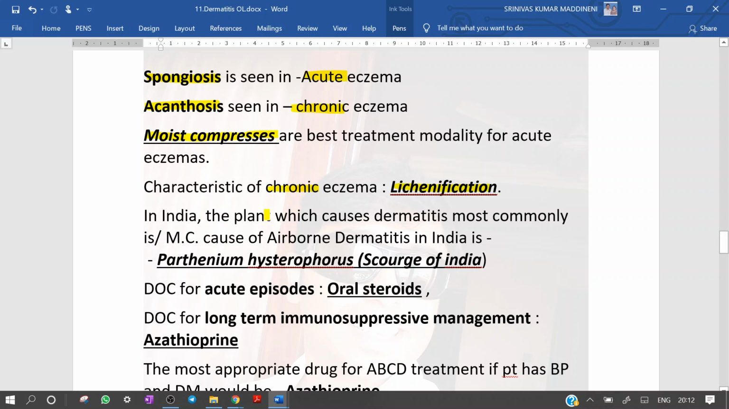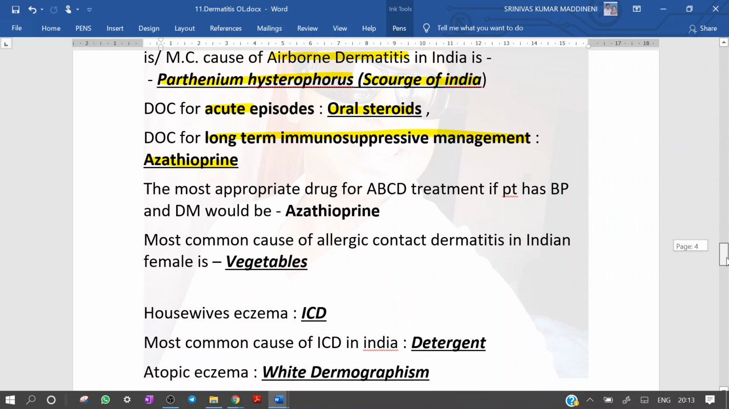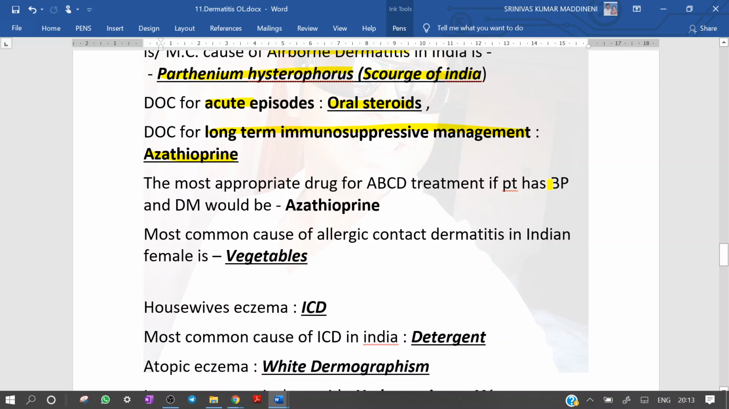Okay, coming to airborne contact dermatitis. The most common cause in India is Parthenium hysterophorus. This is also called the scourge of India. The drug of choice for acute episodes is oral steroids, and drug of choice for long-term immunosuppressive management of airborne contact dermatitis is azathioprine. But be careful if the question mentions that the patient also has blood pressure and diabetes, which are contraindications for steroid usage, then azathioprine would be the preferred answer.